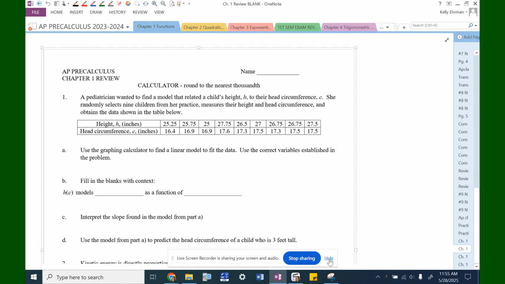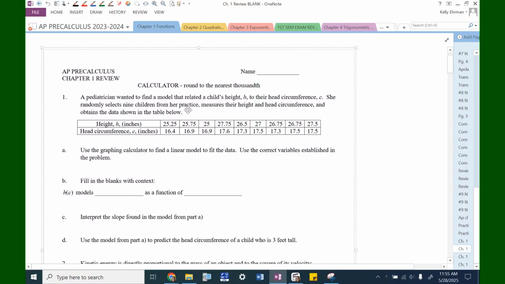All right, this is the calculator part of the chapter 1 review. And we're starting off, remember, every final answer we do will round to 3 decimal places, the nearest thousandth. We're starting off with a linear regression problem.